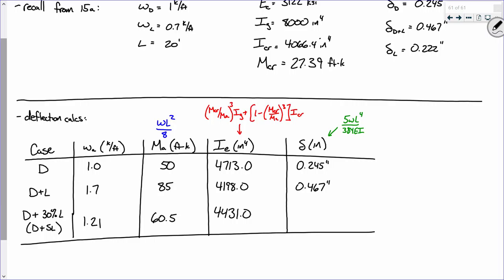We'll quiz you on this. Remember, units, okay? Your load needs to be divided by 12. Your span length needs to be multiplied by 12. That gets everything into inches. Anybody got an answer? Remember, your load's got to be divided by 12. Your span length's got to be multiplied by 12.